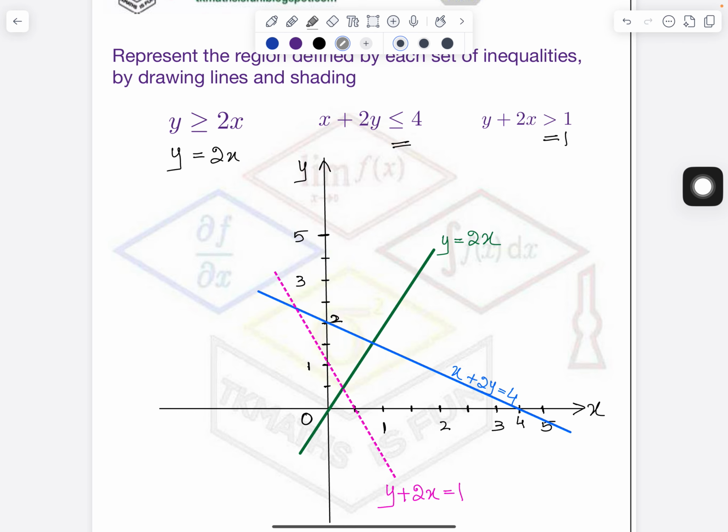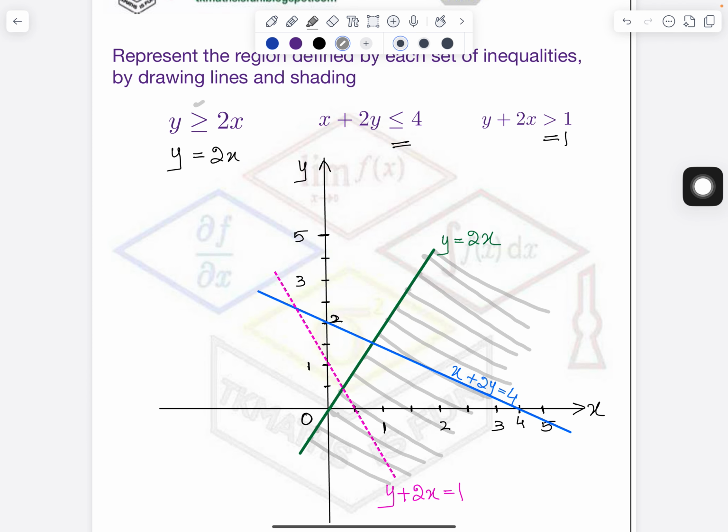Okay, so the first one is y equals to 2x, which is this green line. Greater than or equal to means I need the above region, the side above the green line. So I will shade the area which is below the green line, because this is what I don't want. Next line, x plus 2y equals to 4, which is the blue line. What I need is a region which is below it, because it is less than or equal to, as you can see here. So I will shade the region which is above the blue line. So I am shading this region.